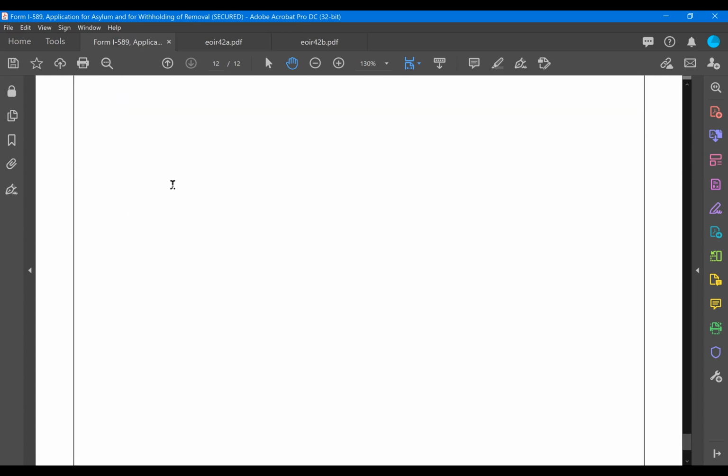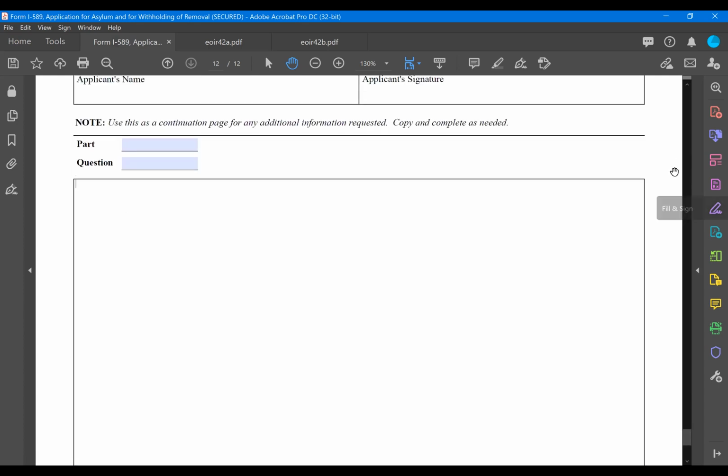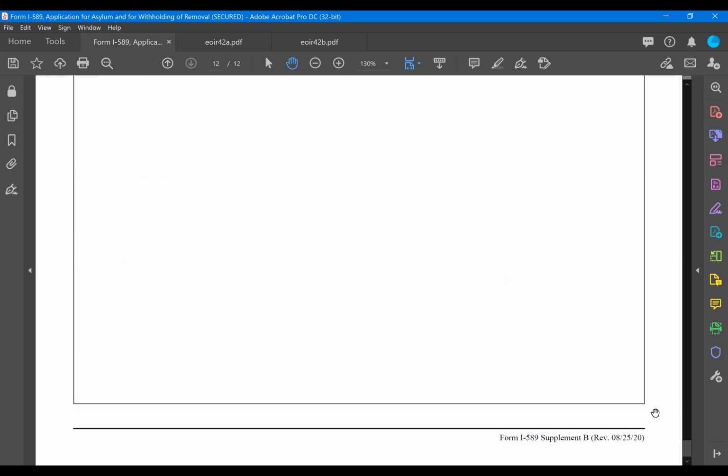I have used this. If I just have a few questions that I needed extra space on, I might say part 2, question 3, answer. Part 3, question 5, answer. And I may do that on this page. Or you can do an addendum if you have a lot to say that's not fitting on here. You can just do a separate page and type it all out in a clear, organized way. And that's the end of the I-589.